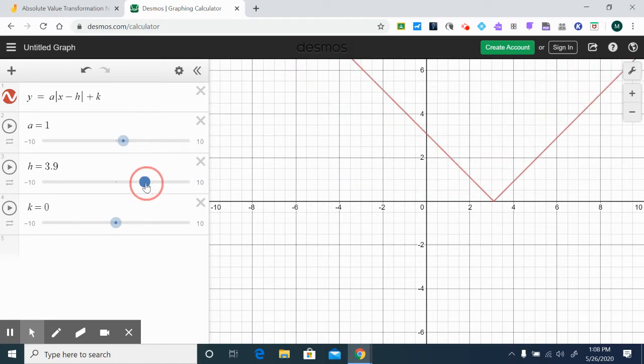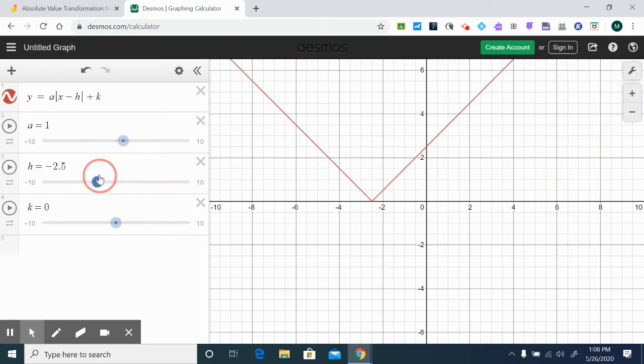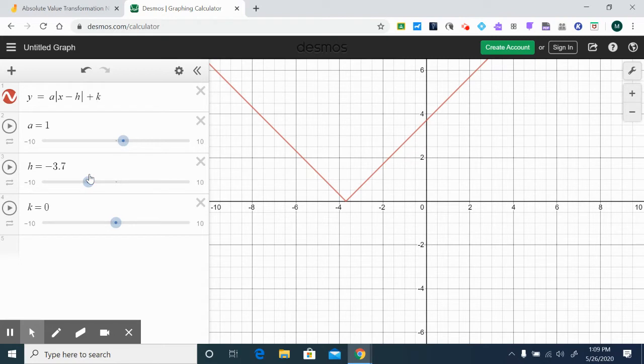If I move my h slider to the right, my graph goes to the right. So my h value is positive, and it does go to the right. Now, please remember what that looks like in terms of our function. When our h value is positive, it is x minus 5.5 in the equation, if you were to substitute that 5.5 straight in. So when we see an x minus, our graph goes to the right. If I were to make this negative, our graph goes to the left. And again, remember, if we have an x minus a negative, that changes it to an x plus. So when we see x plus, our graph goes to the left.